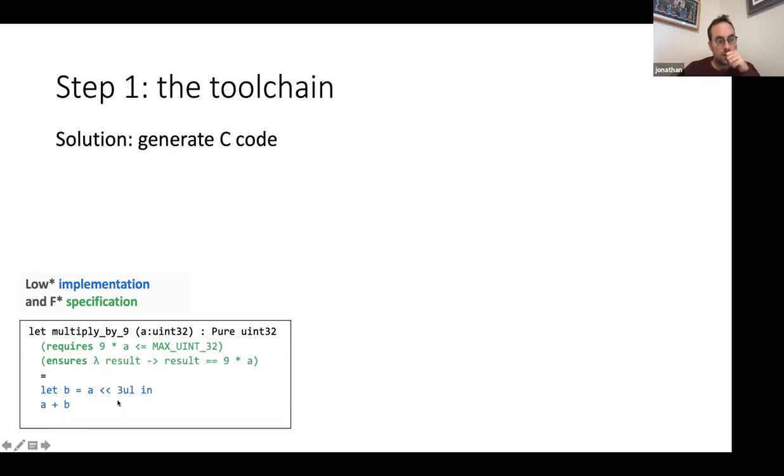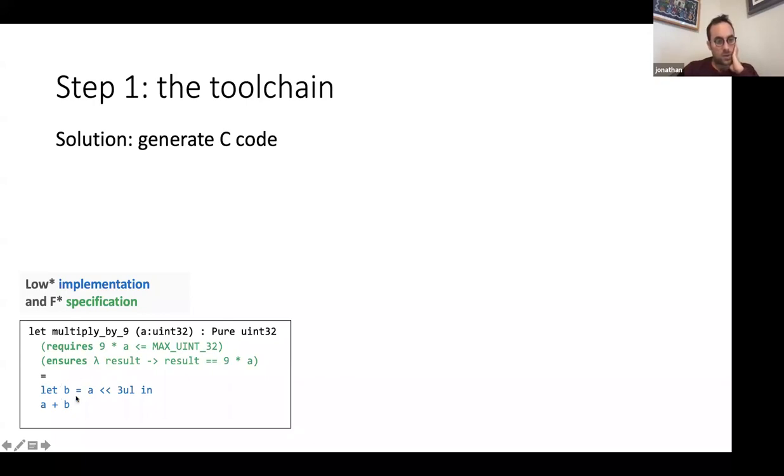So the interesting bit here is that this code is blue and this code is green. And the green code is never compiled. This is all resolved statically, verified by the type checker. And by the time you're ready to compile this code, this has completely been eliminated. So the green bits are erased. The blue bits, however, are intended to be compiled.